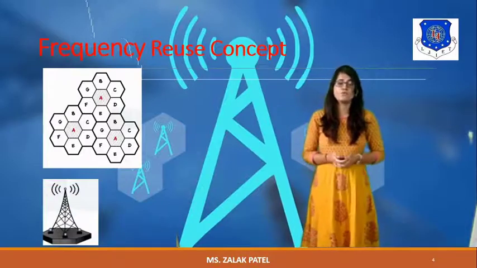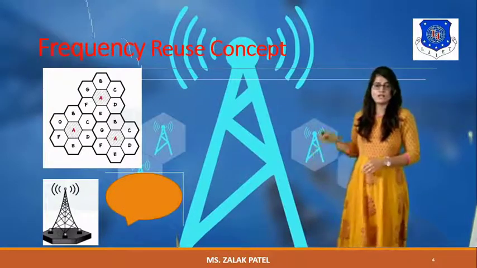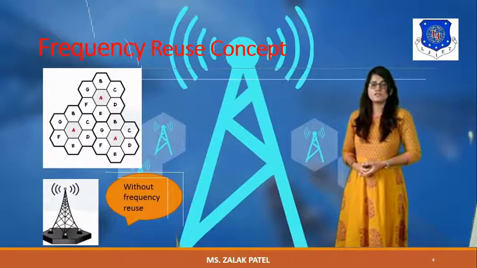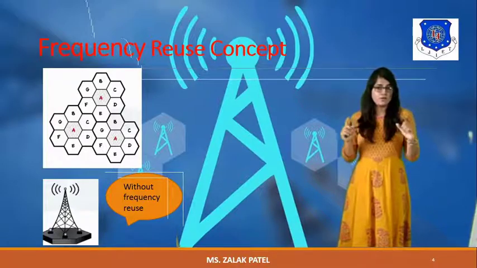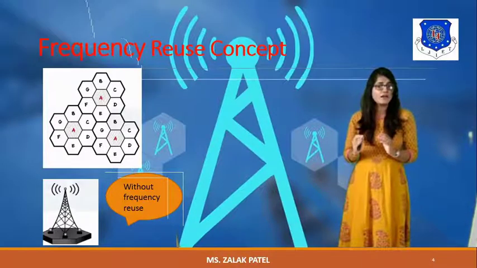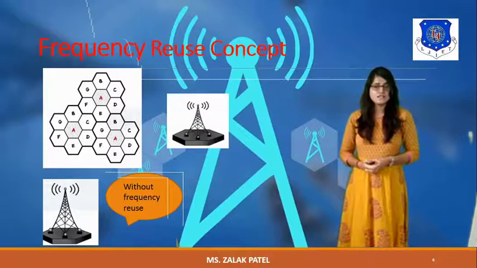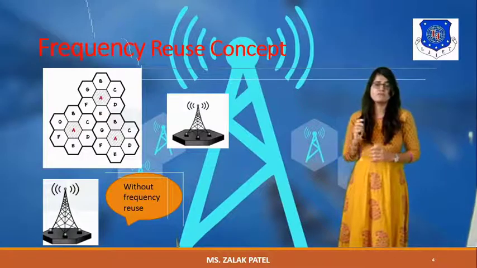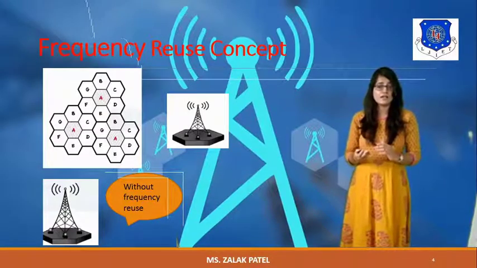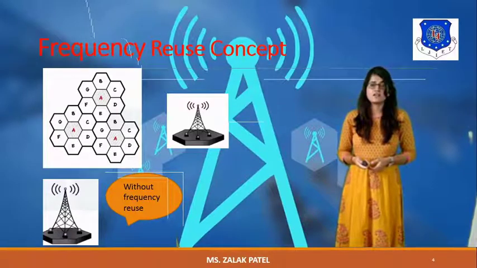Now if we consider the case without frequency reuse, in this figure you can see that without the frequency reuse concept, one base station antenna is connected to one cell. Here the height of the antenna should be greater than the desirable height. And if we choose the frequency reuse concept, then the height of the antenna should be as small as possible, meaning the height of the antenna is reduced by using the frequency reuse concept. So this is basically frequency reuse.